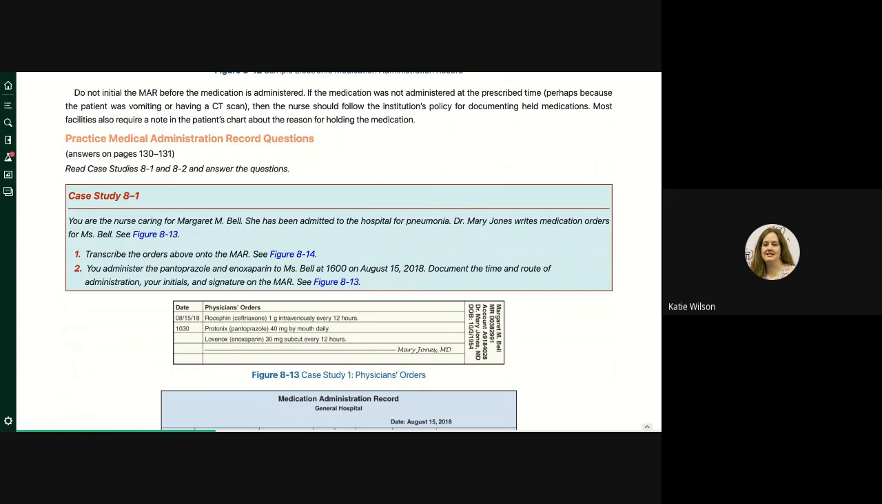You don't want to sign off on the MAR that you've given a medication until you actually administer the medicine. Because if you say, oh, I'm going to walk in the patient's room and give all of these medicines right now, and you sign before you ever go in there, you might get into the patient's room and the patient might refuse a medication. Or, like we talked about earlier, if their blood pressure was too low, you're not going to give them their blood pressure medicine. So there are several reasons that you might not administer a medication. So only initial and sign off on the MAR after you actually give it. Okay.